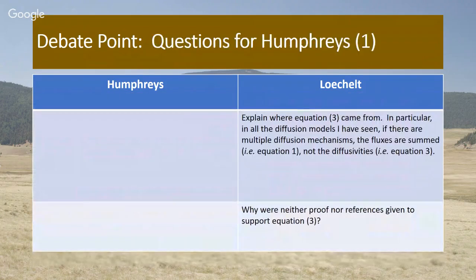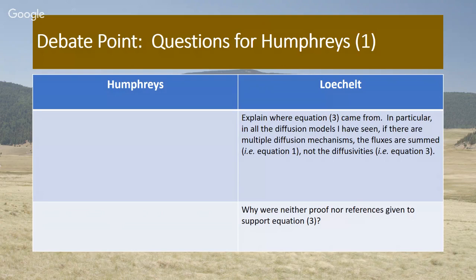So I do want to direct some questions to Humphreys. First, I would just like for him to explain where he got equation 3. I've not seen it in my background. He did not present any references for it. He did not give any proof. So I would like to see how he got equation 3 and also why he didn't give a reference or some kind of proof behind it.